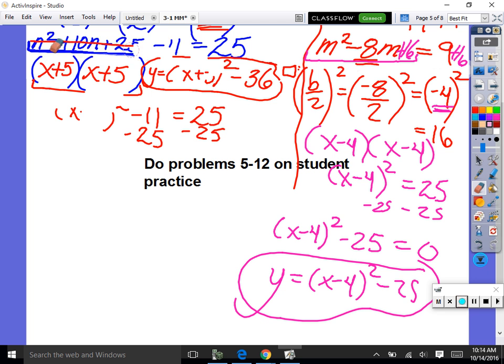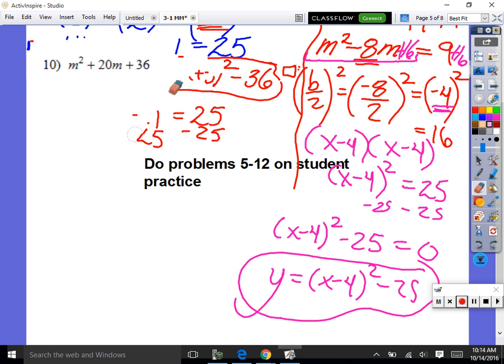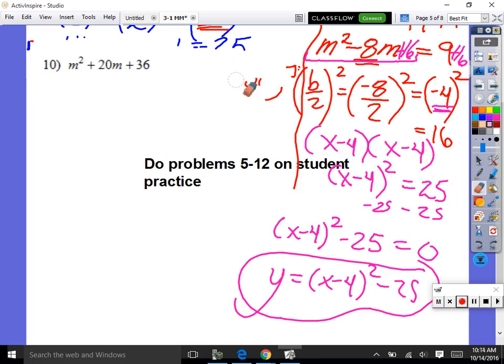I'm going to hurry and get back where I had. There it is. Okay. So let's do number 10, and then I'll let you go for it. So we will rewrite this in vertex form. So our first thing is set it equal to 0. And then remember, we're going to be focusing on these two. So we don't want to have to deal with 36. So let's bring positive 36 over here so that we can just focus on these two. So let's subtract 36 from both sides of the equation. So on this side, we have m squared plus 20m.